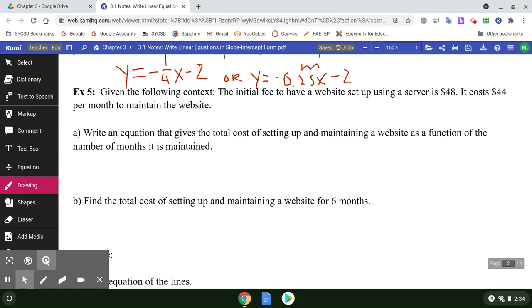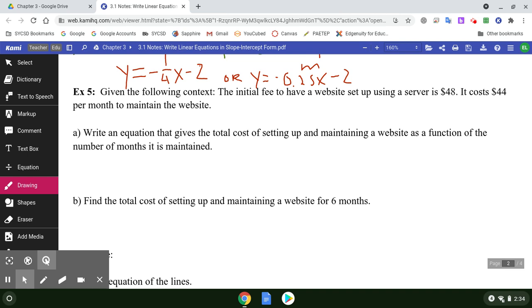Finishing up with example 5, we have another context. In this scenario, the initial fee to have a website set up using a server is $48. It costs $44 per month to maintain the website. We want to write an equation that gives the total cost of setting up and maintaining a website as a function of the number of months it is maintained.